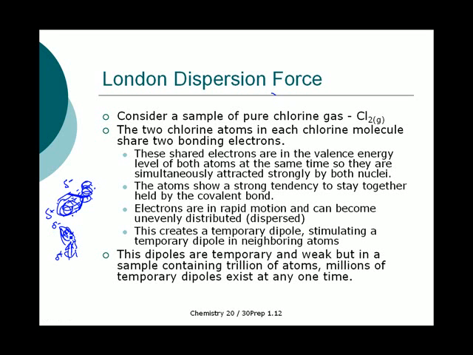Even though they're quick and temporary, you have to remember that even a small sample of molecules is going to have trillions and trillions of atoms. So in a sample of trillions of atoms, there might be a million temporary dipoles existing at one time. And so they add up. In molecules where you can get lots of dipoles, you end up with lots of London dispersion, and it's a force that's going to keep those molecules close together as they create temporary dipoles throughout the entire substance.